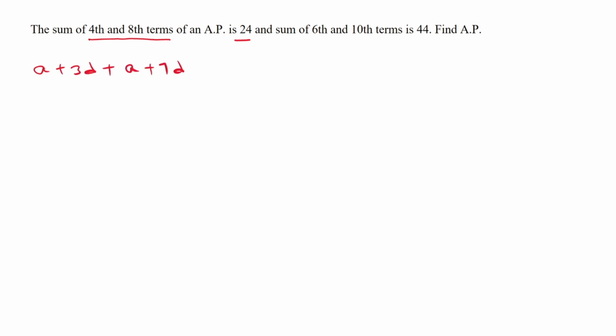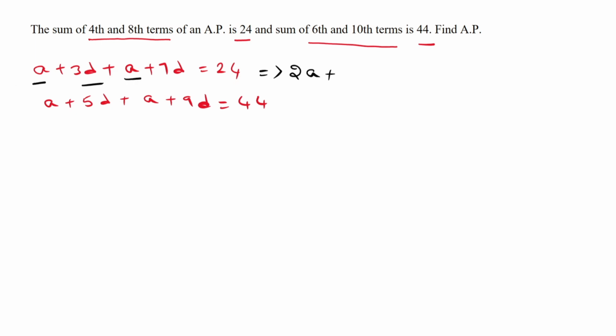So the sum of the fourth term and eighth term is 24, and the sum of the sixth term and tenth term is 44. So the sixth term formula is a plus 5d plus the tenth term formula a plus 9d, and that equals 44. First let us try to simplify this. Here a plus a is 2a, plus 3d plus 7d is 10d, equals 24. Moving to the second equation, a plus a is 2a, plus 5d plus 9d is 14d, equals 44.